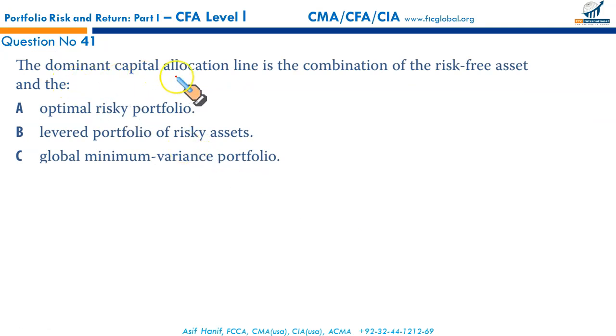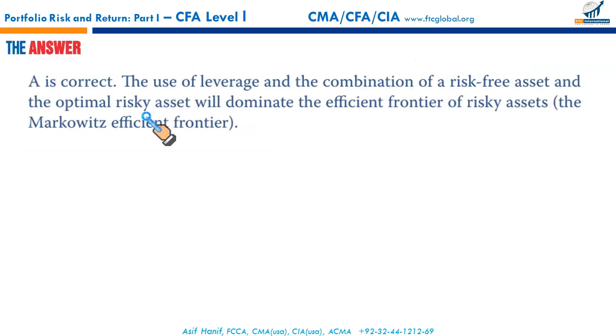Next, the dominant capital allocation line is the combination of risk-free asset and the optimal risky portfolio. We have just done a question like this in our previous questions. A is the correct option.